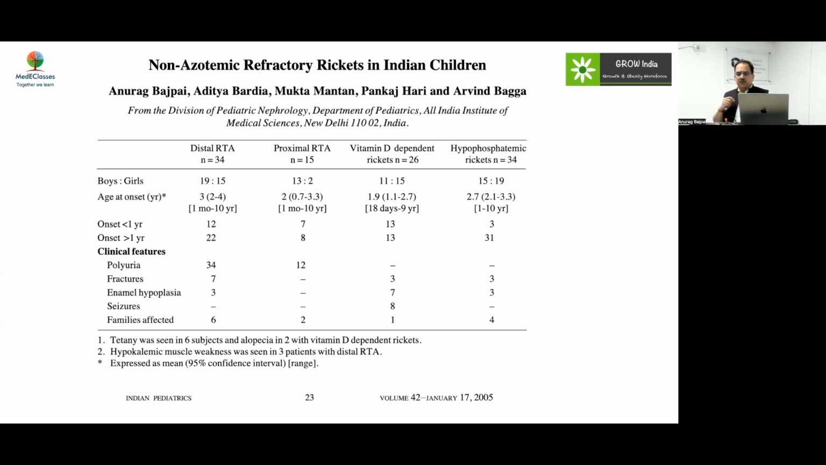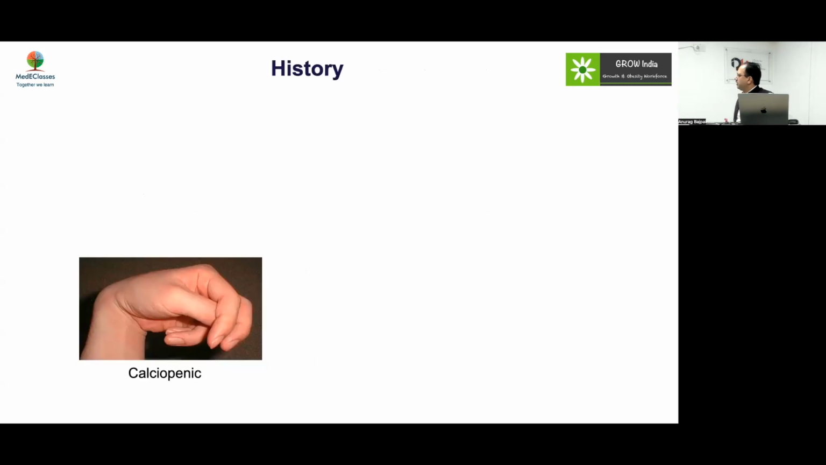If you go by the Western textbooks, they talk about distal RTA not being a cause of rickets. The reason is if you pick them up at an early stage, they will not develop rickets. But if you delay the diagnosis, like often happens in that regard, it will cause a significant problem. So you need to be cautious in evaluating and assessing from that perspective.